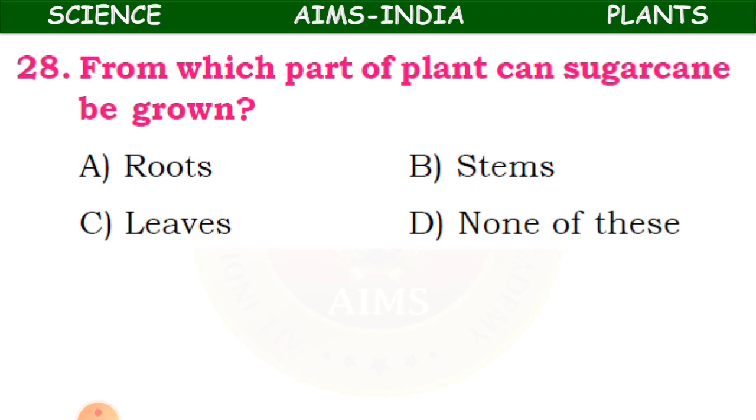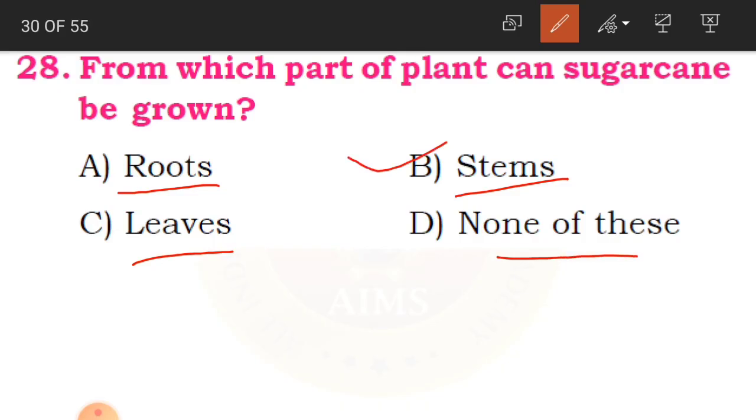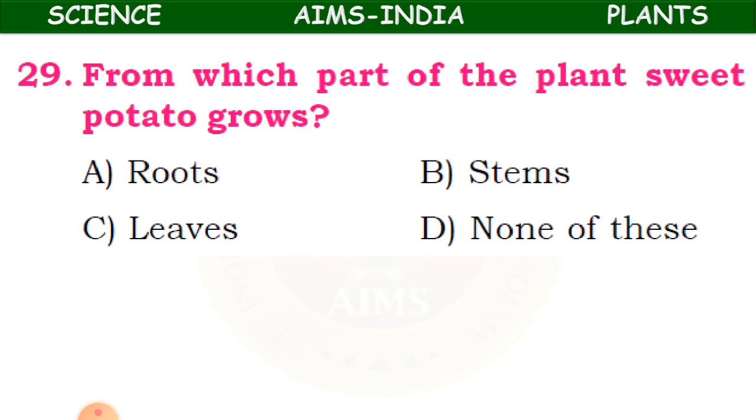From which part of the plant can sugarcane be grown? Sugarcane, even in the earlier questions we came across this. How is it going to be grown? Whether from roots, stems, leaves or none of these. Okay children, the answer is stems. We learned that rose, hibiscus, bougainvillea, sugarcane are reproduced by stem. Okay. Now the 29th question.